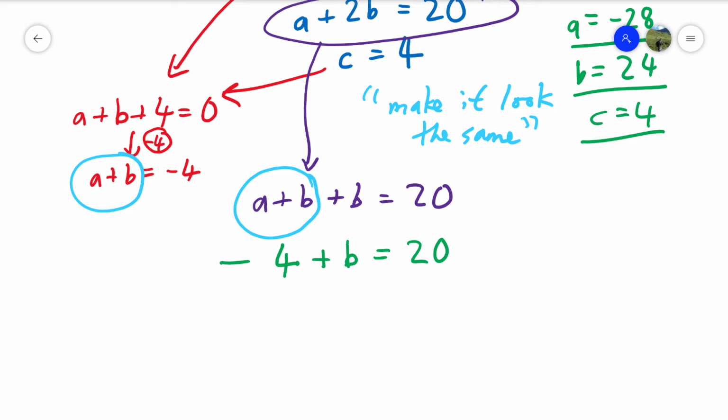Right, that's what you got, minus 4 because a plus b is minus 4, and you got the b and the 20 from before. I'm going to add 4 to both sides. Oh look, b equals 24.